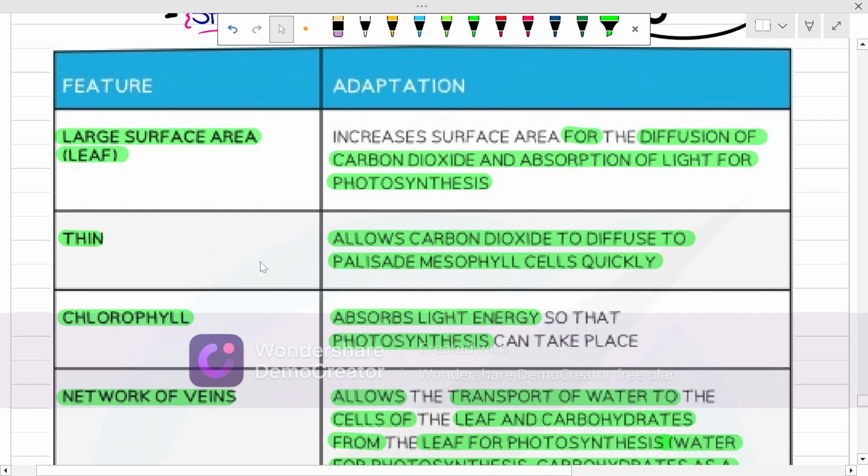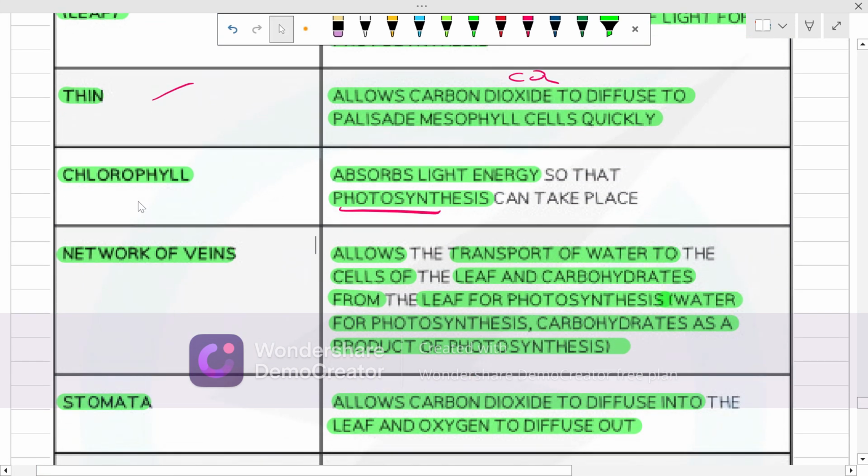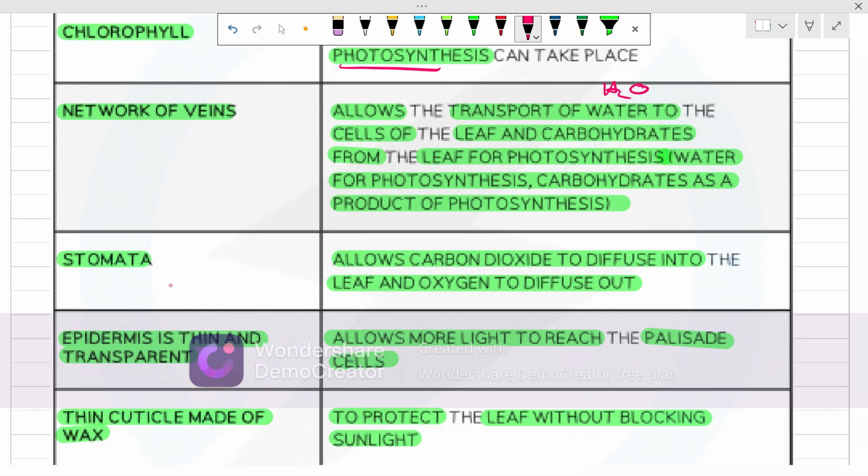The adaptations for each feature in the plant. It has a large surface area for the diffusion of carbon dioxide and absorption of light for photosynthesis. It's very thin to allow carbon dioxide to diffuse into the palisade mesophyll cells quickly. It contains chlorophyll to absorb light energy for photosynthesis. It has a network of veins to allow transport of water to cells, carbohydrates from the leaf, and water for photosynthesis. Carbon dioxide is a reactant of photosynthesis. Stomata allow carbon dioxide to diffuse into the leaf and oxygen to diffuse out.